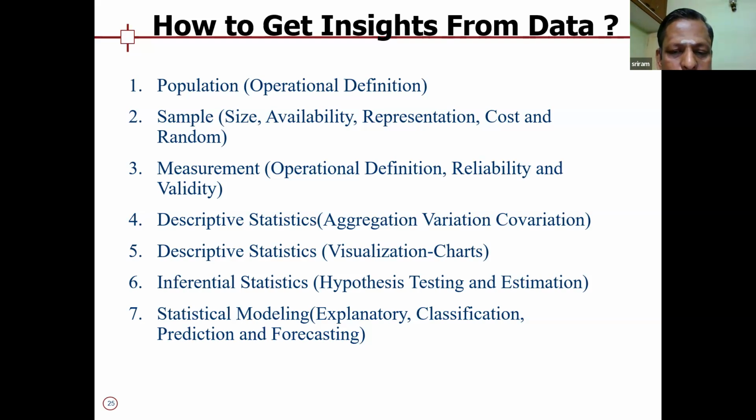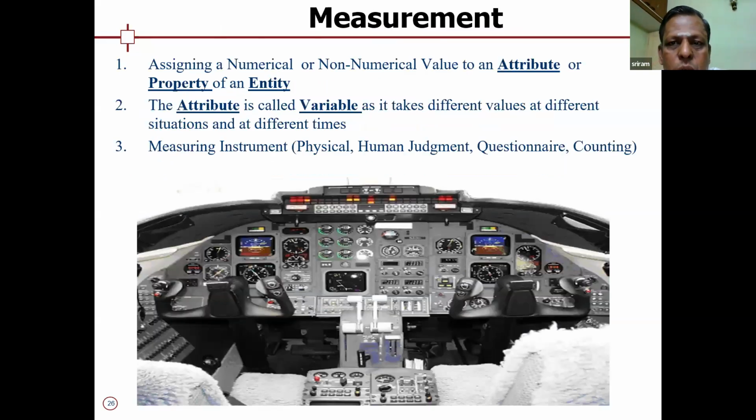And 7 is more of prediction and assessing the impact of the risk factor. Calculating the magnitude of the impact of the risk factor comes under the statistical model. It's a more advanced thing. So measurement, I'm not getting into that. Measuring instruments: a lot of physical instruments are there, human judgment, questionnaire, counting and all. I'm not getting into that because of the time.